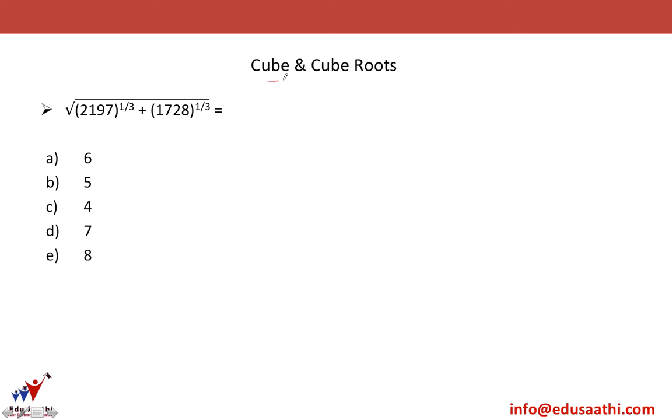A question on cubes and cube roots. If you don't know that 1728 is the cube of 12 and 2197 is the cube of 13, you'll not be able to solve this question. So first I have to solve the cube roots. So this question is reduced to under root of 13 plus 12, which is nothing but under root of 25, which gives me 5 as the answer. So the correct answer option is the B part here.